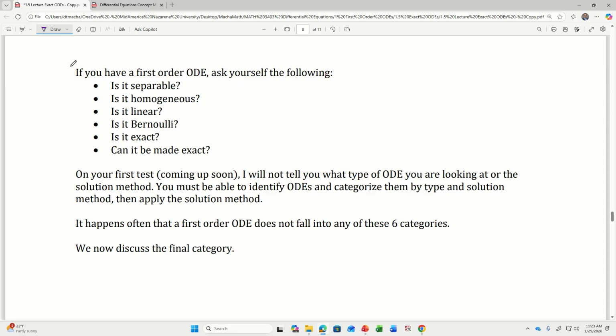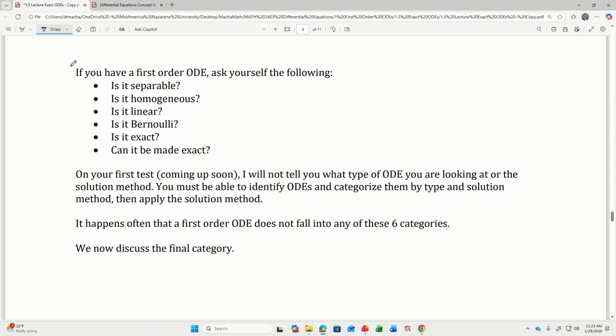Exact ODEs, like we just worked. And then also, I could give you an equation that is not exact, but could be made exact. And so you should be able to recognize those and be able to sort ODEs by those categories, so that way you know what solution method to use. I'm not going to tell you what solution method to use on your test, but you've got to figure out which solution method to try.